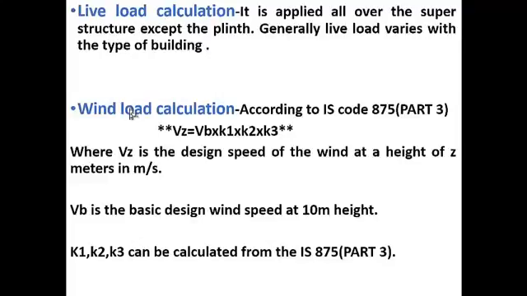Wind load calculations. Wind load can be calculated from the formula Vz = Vb × K1 × K2 × K3 from the IS code 875 part 3, where Vz is the design speed of wind at a height z meters in meter per second. Vb is the basic design wind speed at 10 meter height. K1, K2, K3 can be calculated from the IS codes.